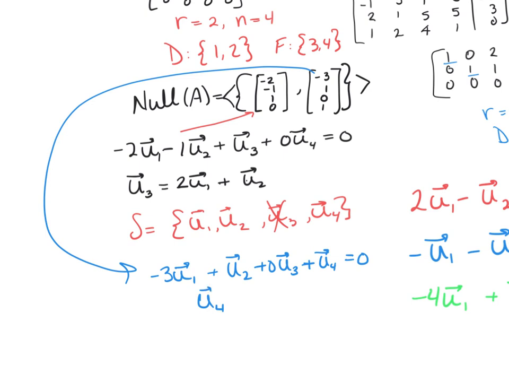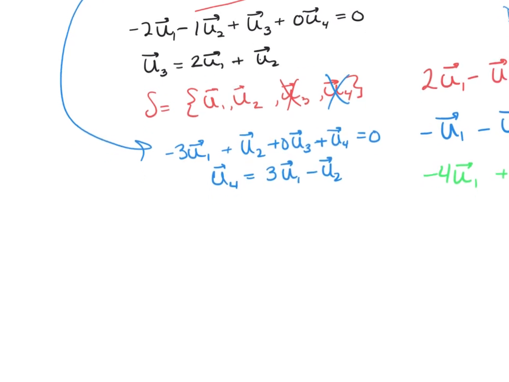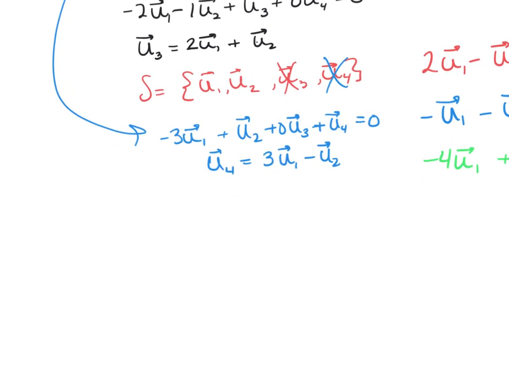u4 can be written as a linear combination of u1 and u2. Because it can be written as a linear combination, I don't need that in terms of my spanning set. So my spanning set that started out with 4 vectors really can be reduced down to just 2 vectors, which is u1 and u2.